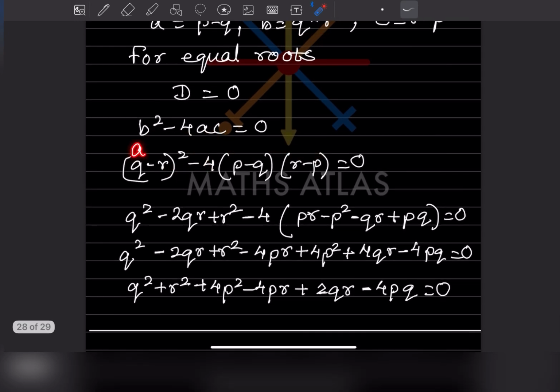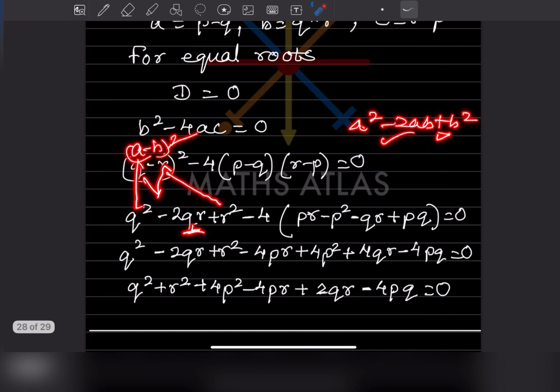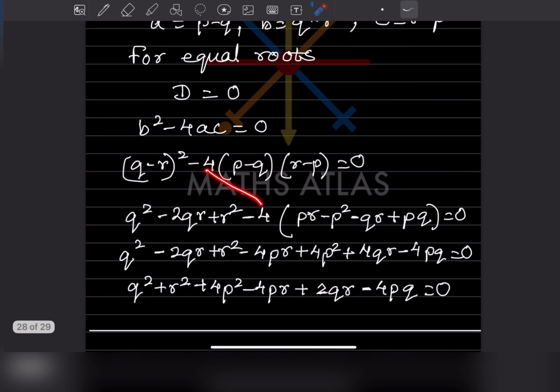Now see, this is in the form of (a − b) whole bracket squared, so a² − 2ab + b². Here is minus and here is plus. Be careful with that one. So a will be q², minus 2ab means minus 2qr, and plus b², b² means r². Now this minus 4 let us write as it is. Now we are going to multiply this one. P into r, that will be pr. P into minus p is minus p². Minus q into r will be minus qr. And minus minus plus qp, so we can write it as pq. Both are the same. Is equal to 0.